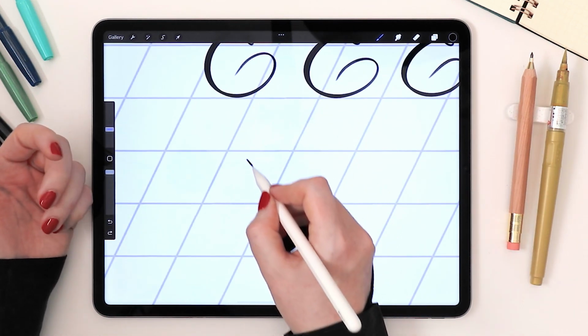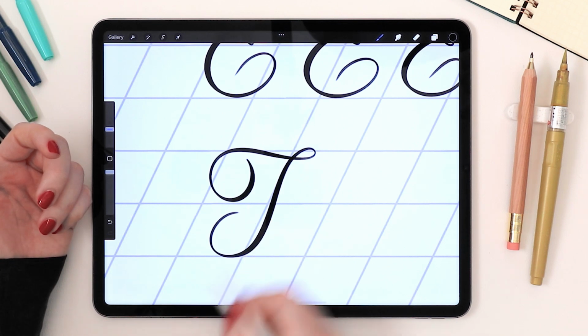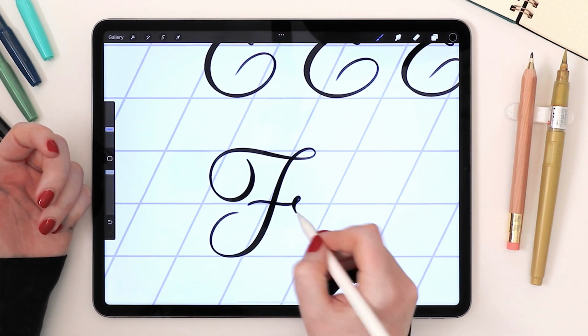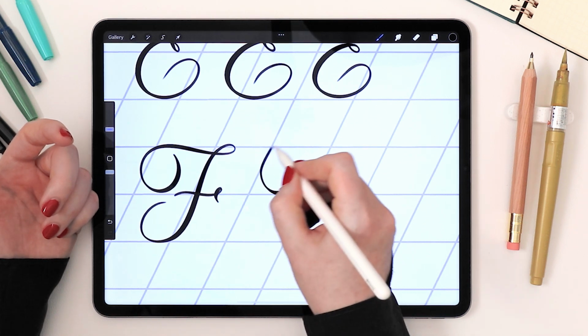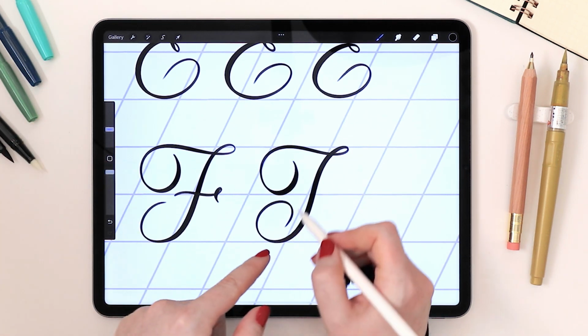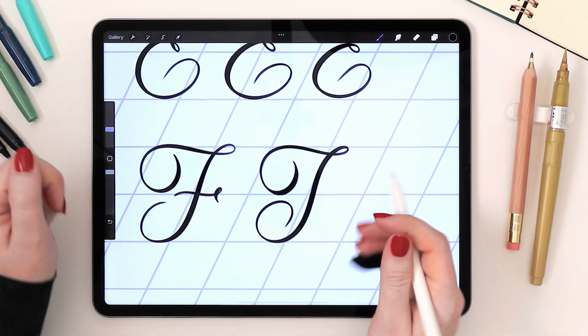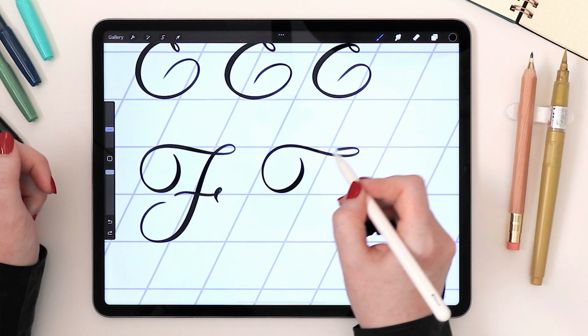F, J, and T are going to be pretty similar. So here's your F. And even though we're going to do these in alphabetical order, I'll just quickly show you here that J is very similar. I just curl around even more and of course leave off the crossbar. But let's get to that in a second and just truly go through this alphabetically.